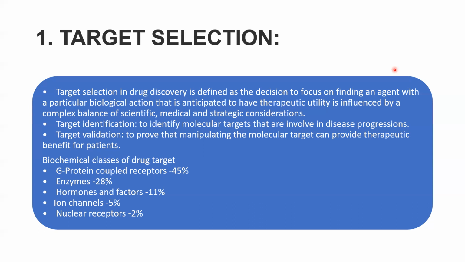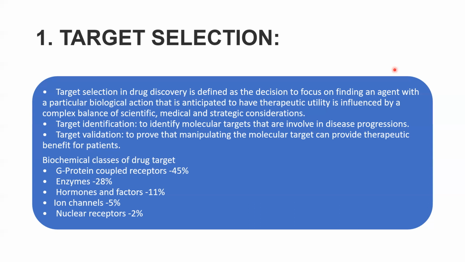Target validation is to prove that manipulating the target can give therapeutic benefit to patients. After creating a target, we have got the drug. We test the drug with the target, and we have to find out that when the drug candidate meets the molecular target, it could provide some therapeutic benefits.